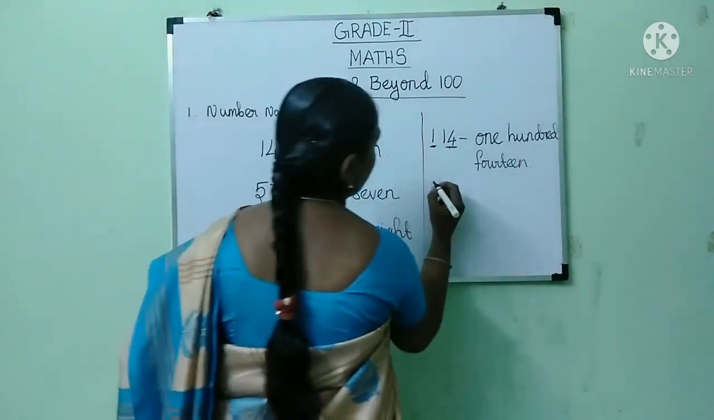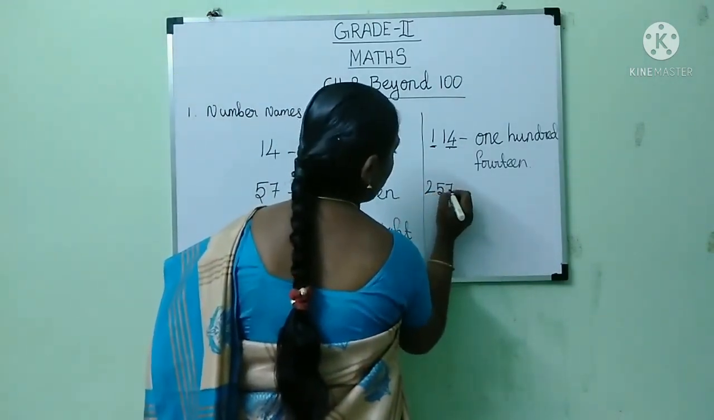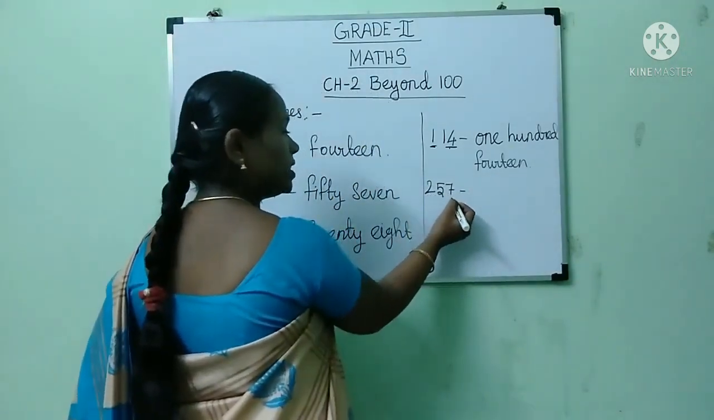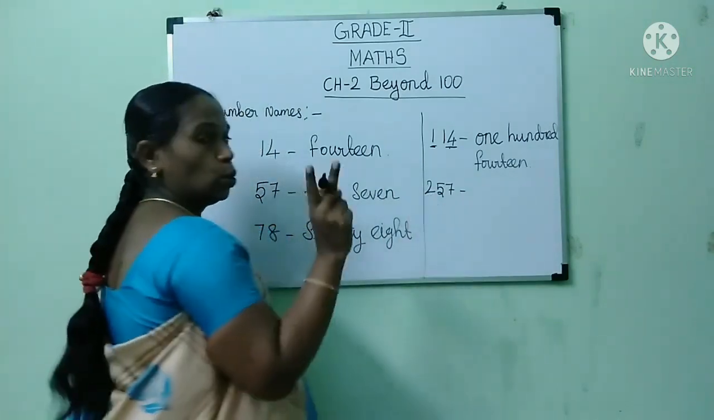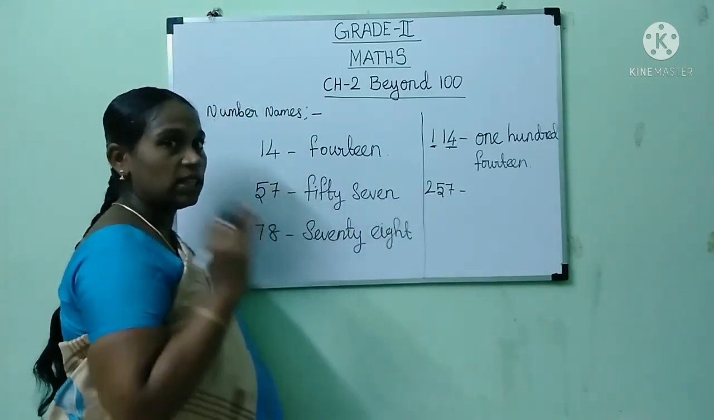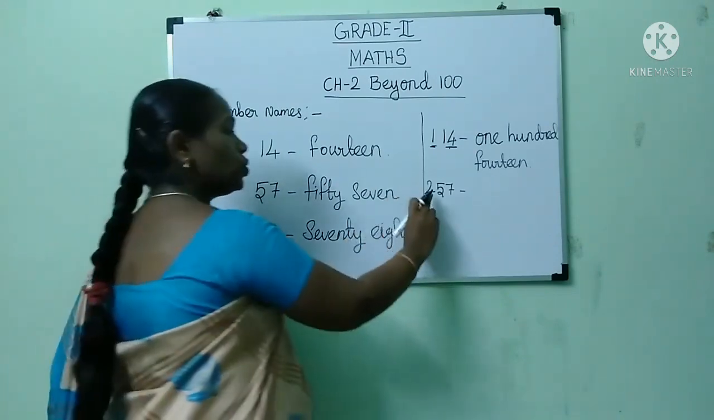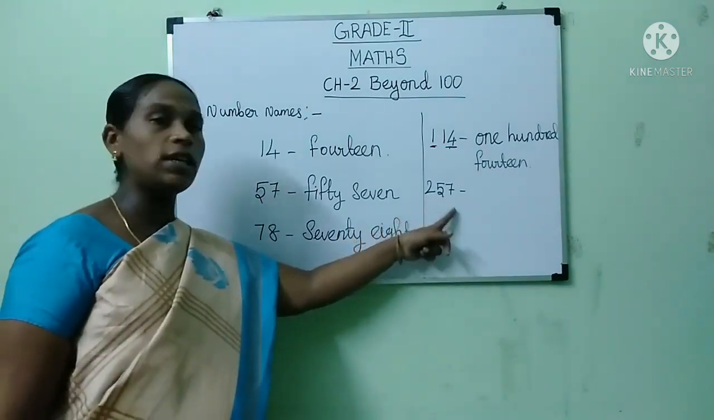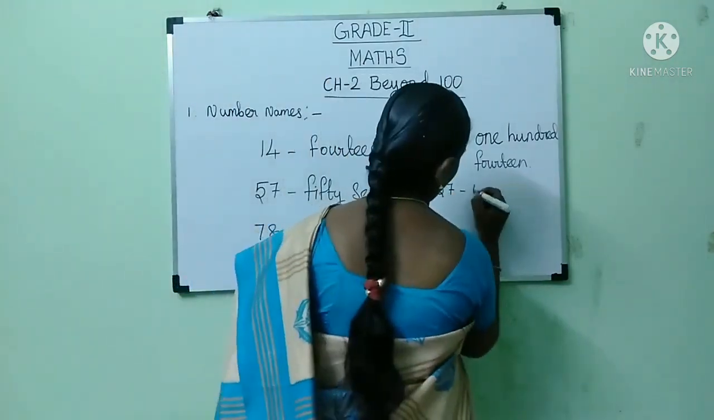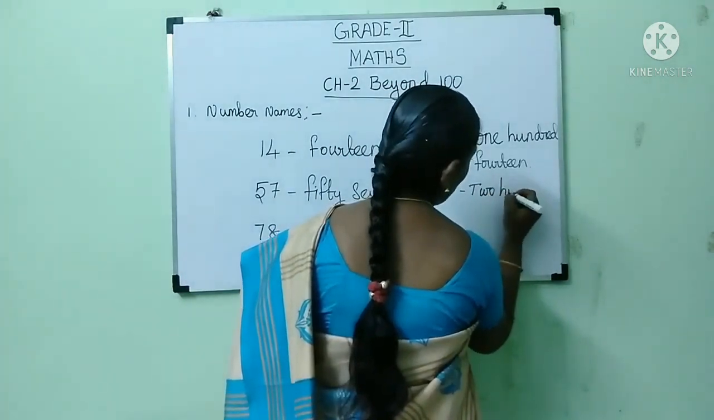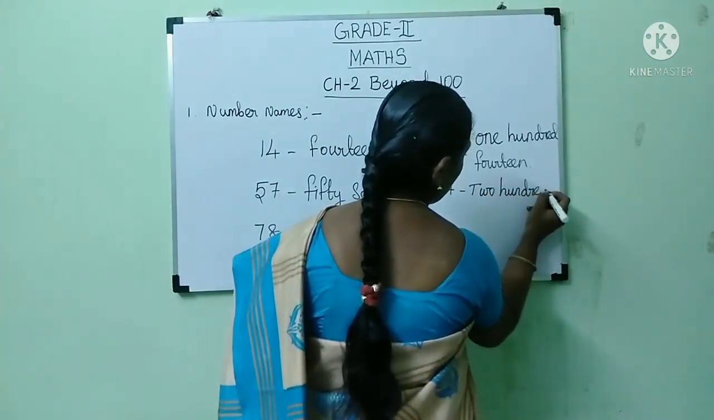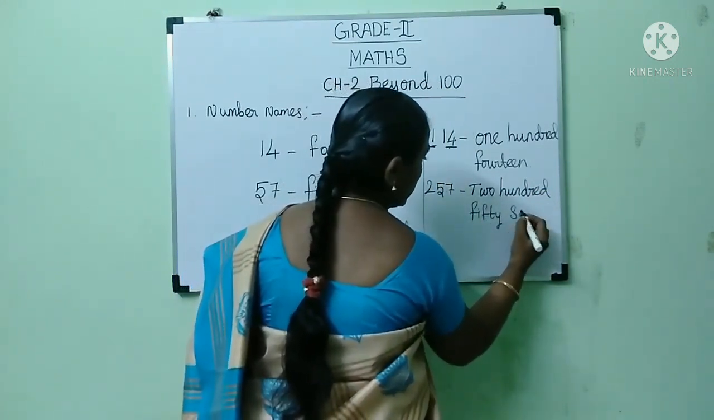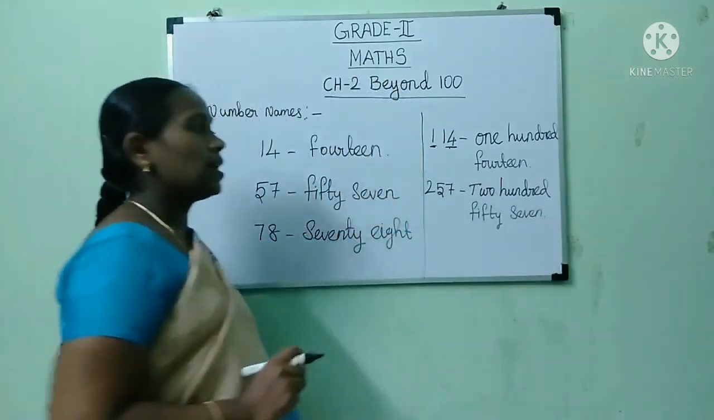See here. Here we'll add. How to read this number? 257. So what is this number? 2. Which place? Hundreds place. 3-digit means that is the hundreds place. So 257, how to read? 257. 200. H-U-N-D-R-E-D. 100. 50, F-I-F-T-Y. 50. 7, S-E-V-E-N. 7.